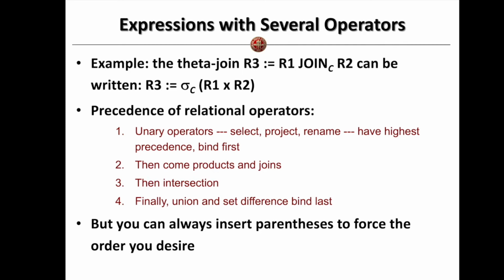Generally, among all the operations we showed before, we first calculate the unary operators, like select, project, rename. They have the highest priority in the expression to calculate. And then we calculate the product as well as joins, and then the intersection, and finally we calculate the union and set difference as the operations.